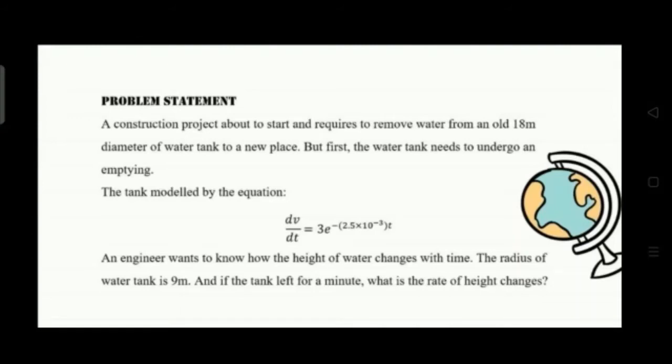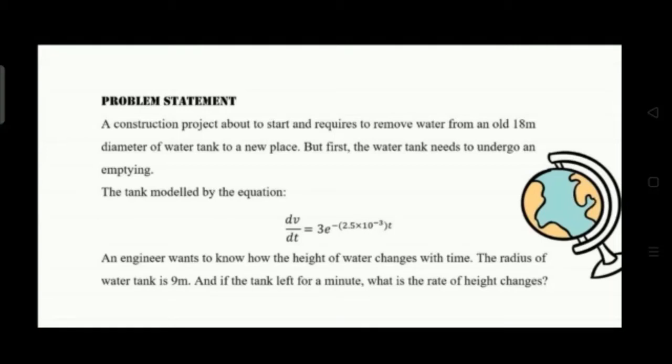A construction project is about to start and requires removing water from an old 18-meter diameter water tank to a new place. But first, the water tank needs to undergo emptying. Here we have the tank modeled by the equation dV/dt = 3e^(-2.5 × 10^-3 t).